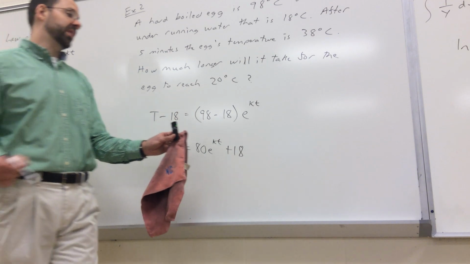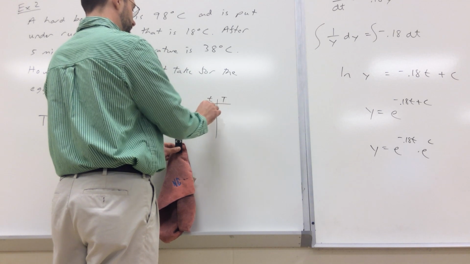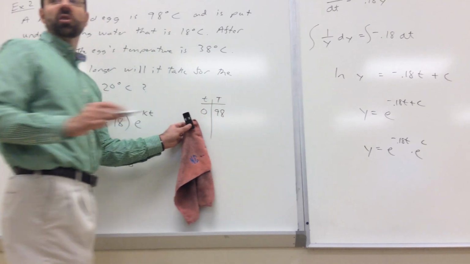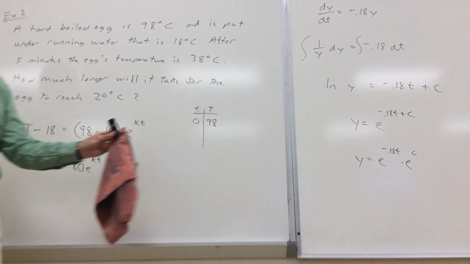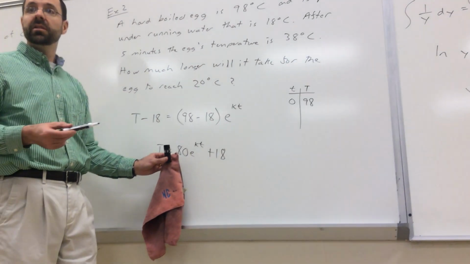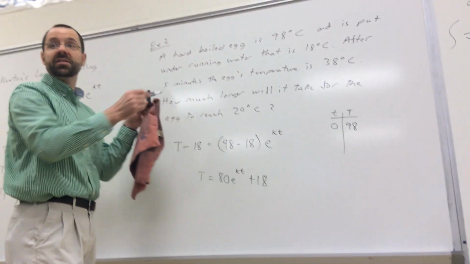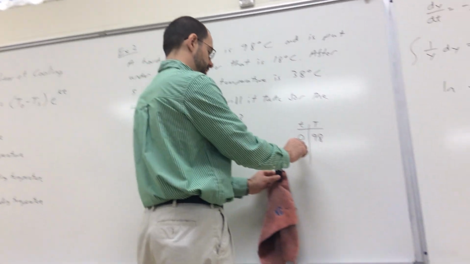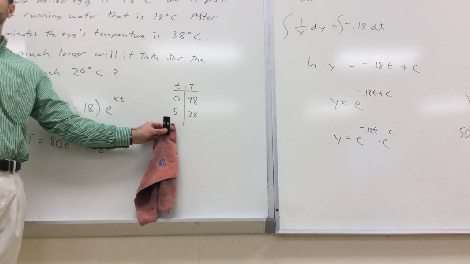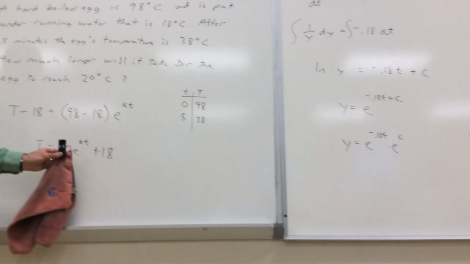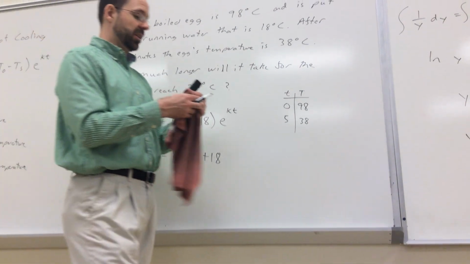We do know a couple points, actually. We know that at 0 it's 98, right? The starting temperature is 98. But we've already used that. We already put that there. But the other point we know is that after 5 minutes, it's 38. So (5, 38) is the point we're going to use to figure out the K. And then after that, we'll have a solid equation that we can use to answer the question.